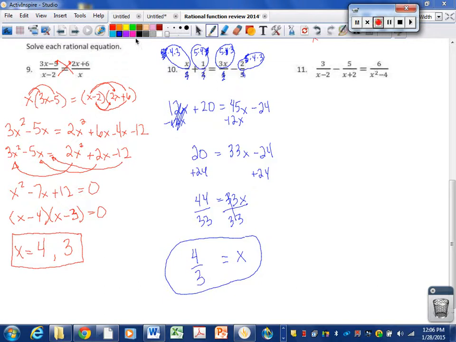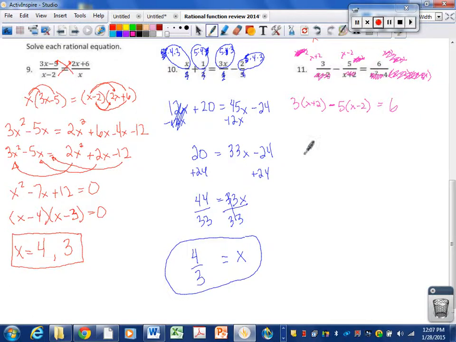Okay. And last but not least, this denominator, x squared minus 4, factors to x minus 2, x plus 2. So let's factor the quadratic so we can see exactly what our denominators are. So we have x minus 2 and x plus 2. Each term gets multiplied by the LCD. So cancel this one, and we have 3x plus 2s minus, okay, the x plus 2s cancel, 5x minus 2s equals 6, because all these things cancel.